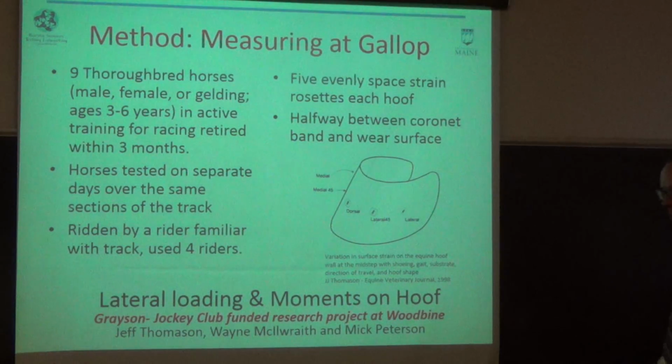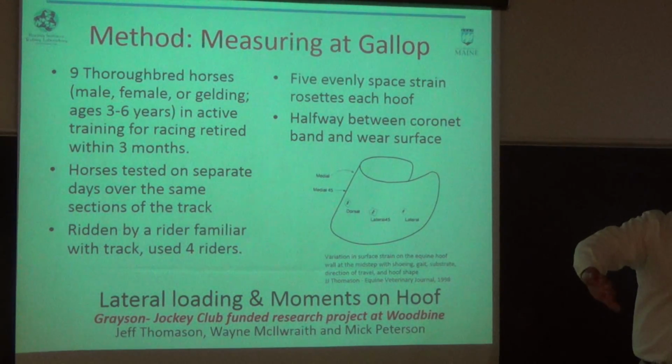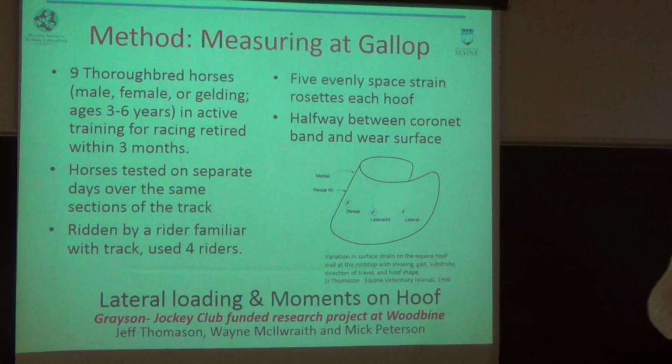In this case, we can use the straights as a control for the turns. So all we're looking at is not absolute values, we're just looking at differences between the straights and the turns. The other advantage, of course, is we're not changing the mass moment of inertia of the hoof. We can do this at a gallop, at full speed. It was about 95% full speed, but you get the idea.